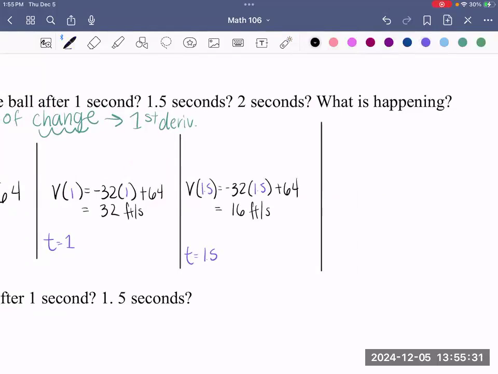So what would we expect at 2 seconds? Are we going to be faster or slower than a time of 1 or a time of 1.5? Well, when t is equal to 2, let's go ahead and figure that out. Negative 32 is equal to negative 64 plus 64. It's equal to 0. Is that possible?